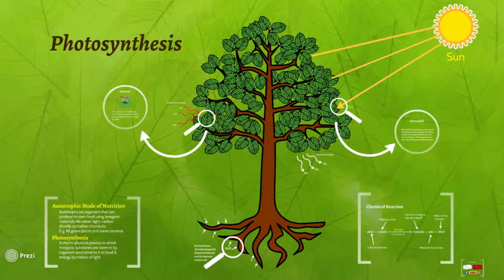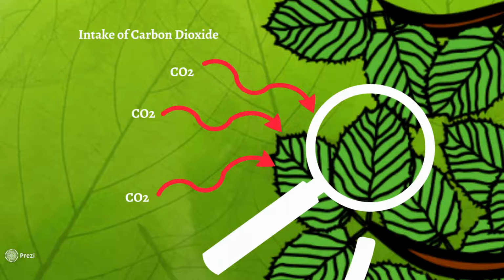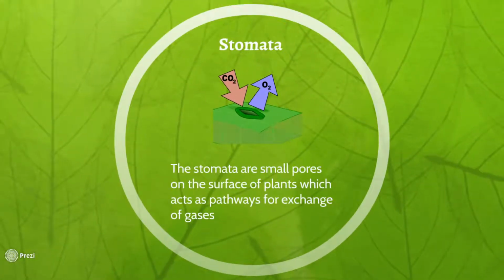The first thing over here is that the carbon dioxide is taken in by the plants. Mostly, the leaves are responsible for taking in the carbon dioxide gas. Now, the question arises: how does the plant take in carbon dioxide? The leaves are supplied with very tiny pores which are called stomata.